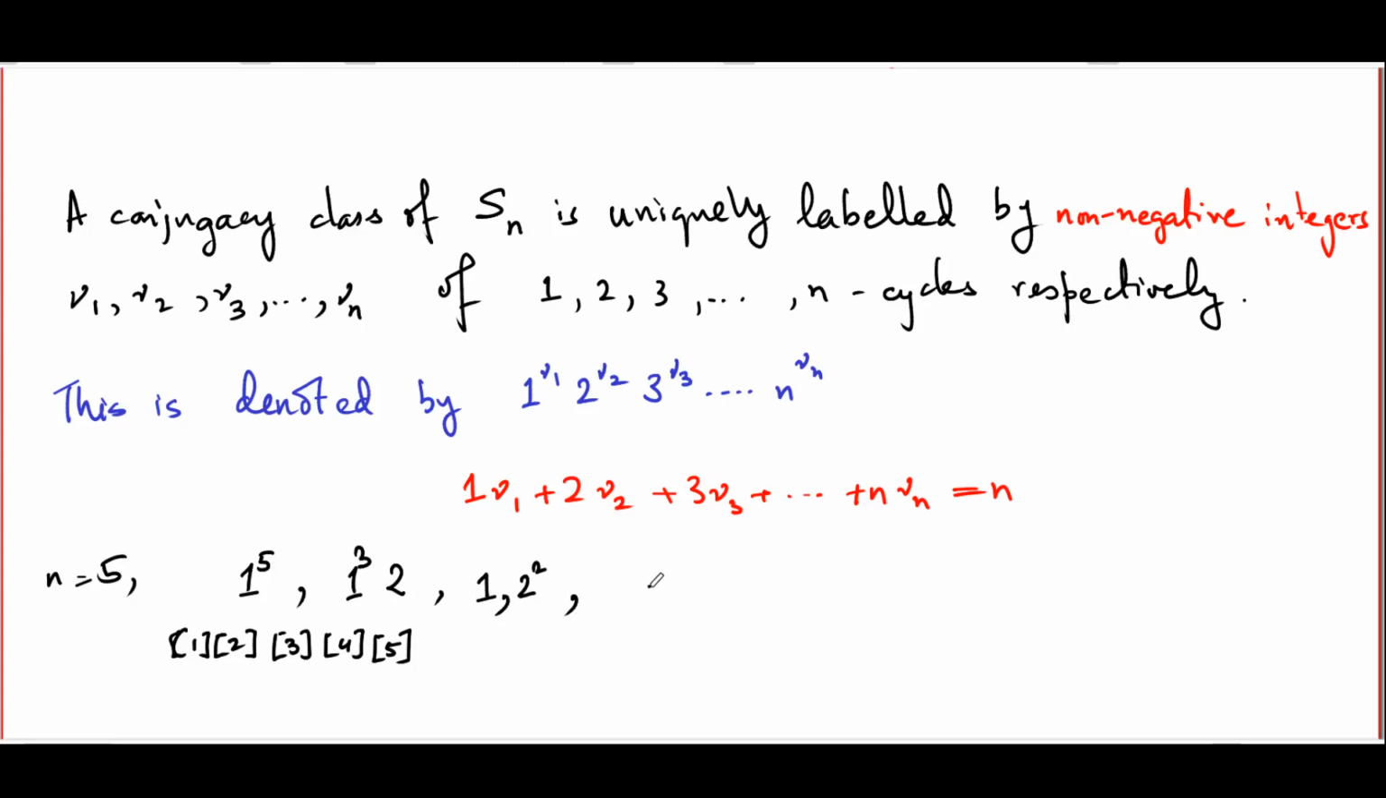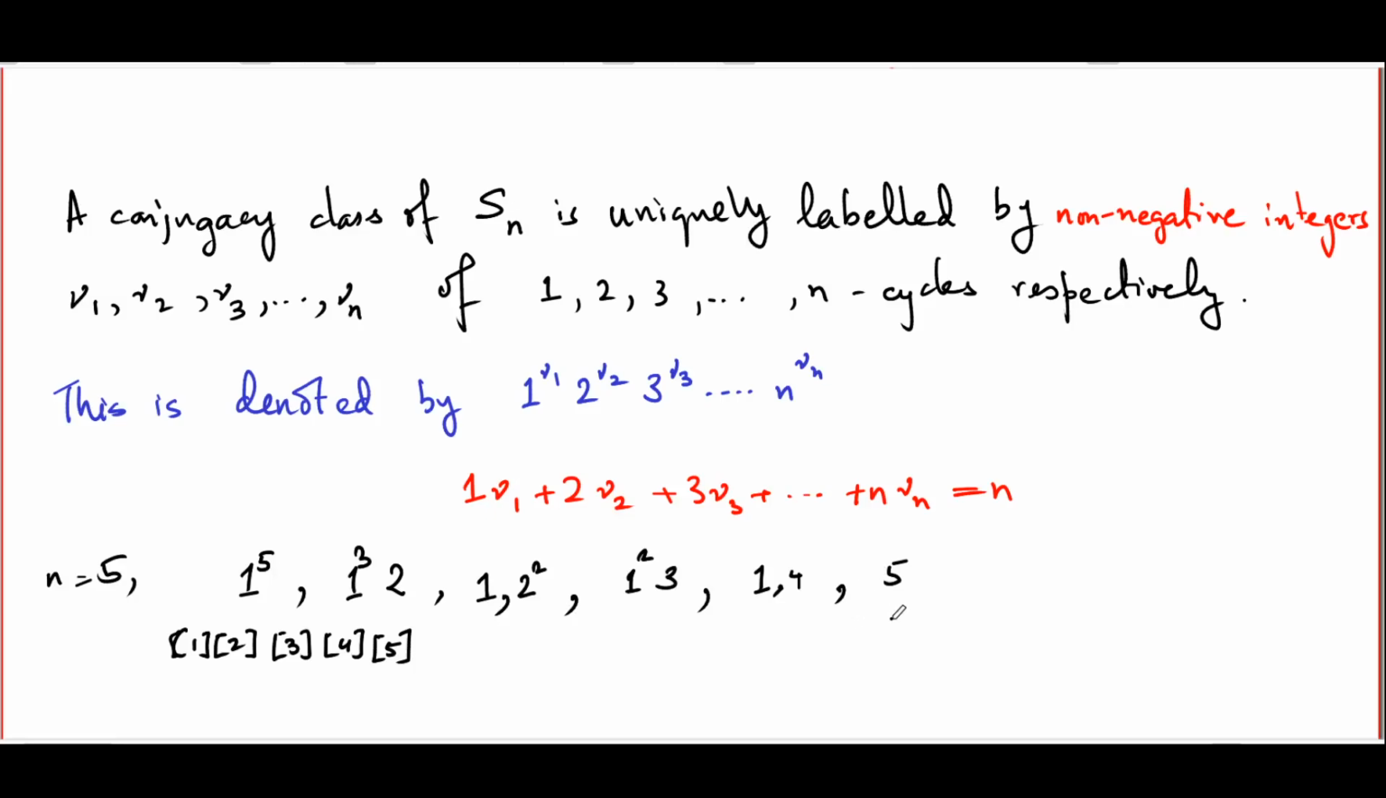Then, of course, you could have this 1 3 cycle and 2 1 cycles. You can't have 2 3 cycles here, of course. You could have 1 1 cycle and a 4 cycle, and you could finally have a 5 cycle.